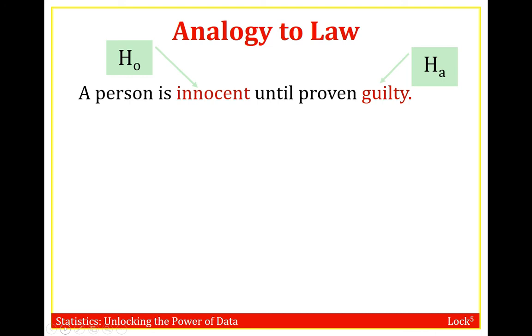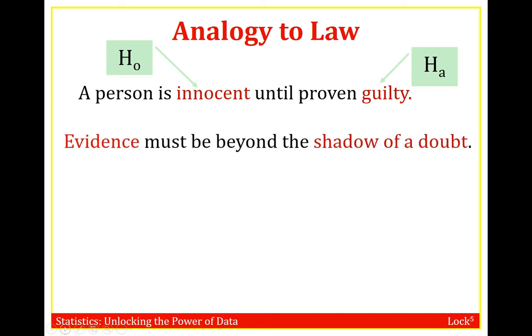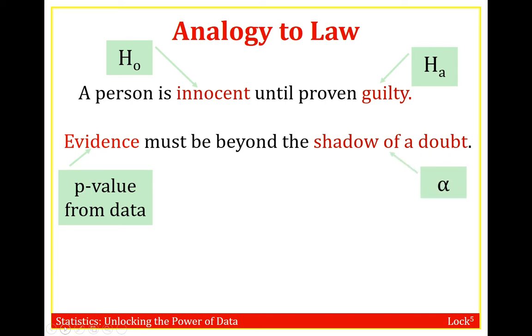So as I continue to go through, how can I analyze this? So the evidence must be beyond a shadow of a doubt. The evidence is what I am seeking a value of. It's a p-value. My evidence is my p-value from the data. Shadow of a doubt, that's the significance level. That's the alpha.